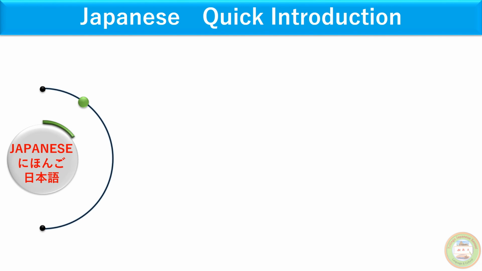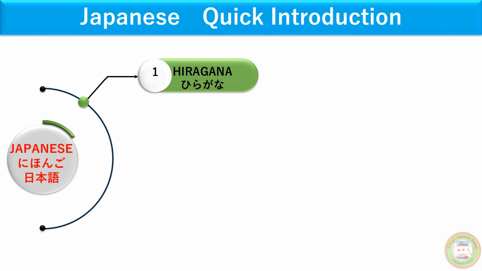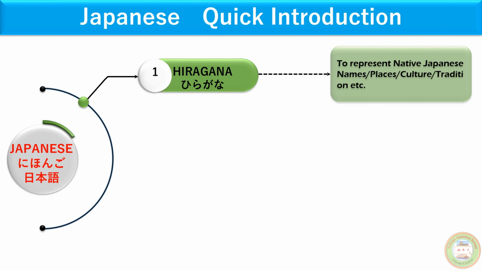So let's take the three basic types of Japanese characters. First, Hiragana, a purely Japanese syllabary. Each character represents a sound, not a meaning. Hiragana is mainly used for native Japanese words, names, places, culture, tradition, etc. Not only limited to that, in grammar, we have particle-based sentences and only Hiragana characters are used there.